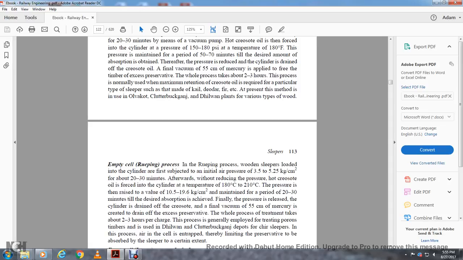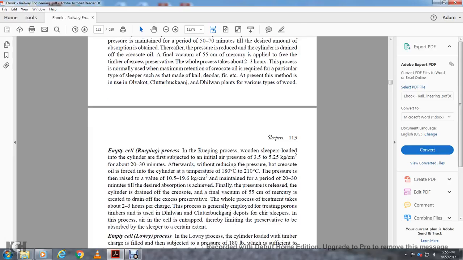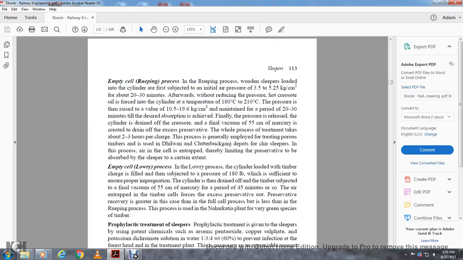The cylinder is drained off of the creosote oil, and a final vacuum of 55 centimeters of mercury is created to drain off the excess preservative. The whole process of treatment takes 2 to 3 hours per charge. The process is generally employed for treating porous timbers at the Dehradun, Clutterbuck, Bangalore, Nakatia, depot, and Sal sleepers, and the process leaves air cells entrapped, thereby limiting the preservative absorbed by the sleeper to a certain extent.